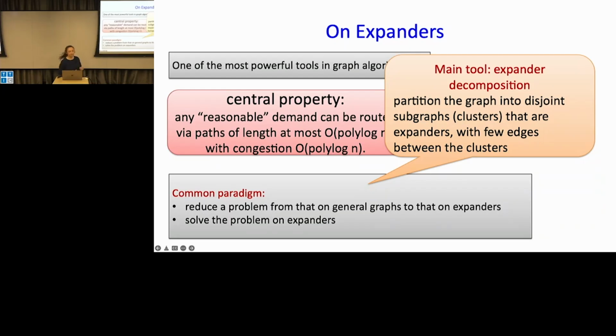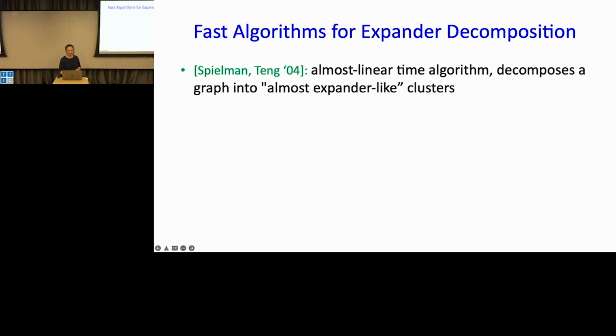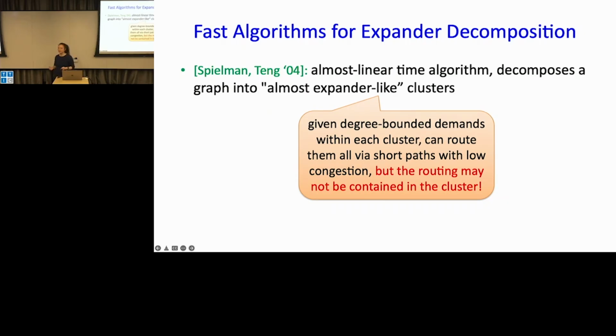If we want to carry out this plan, we need to have a fast algorithm for computing this expander decomposition. The first such algorithm was suggested in this famous paper of Spielman and Teng. The running time of the algorithm is very good, it's close to linear in the size of the graph, but it doesn't really compute an expander decomposition. The clusters in this decomposition are not really expanders. They sort of behave like expanders in the context of the entire graph. What does it mean? If somebody gives me degree-bounded demands inside each one of these clusters, you can route all of them simultaneously through short paths, low congestion, everything like you wanted.